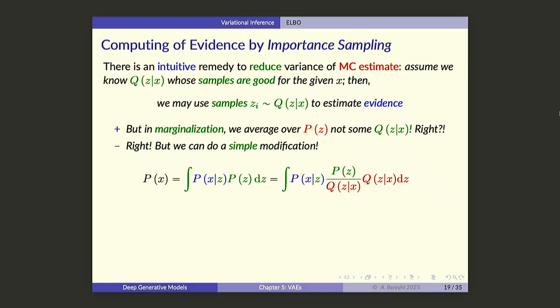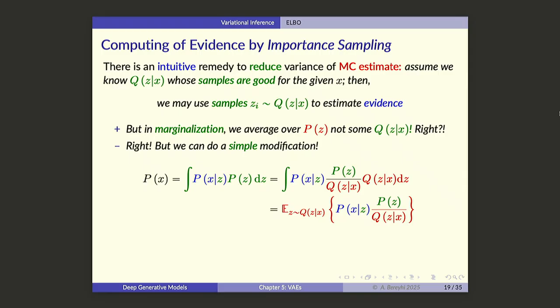Now, looking at that expression, integral of something times Q, distribution on Z, dz. What is that guy? Expectation. Over which distribution? Q of Z given x, right? So I can say that this is expectation over Q of Z given x, right? And what should I write down inside the expectation? P times P over Q, right? So anything left inside the integral is going to go inside the expectation, right?